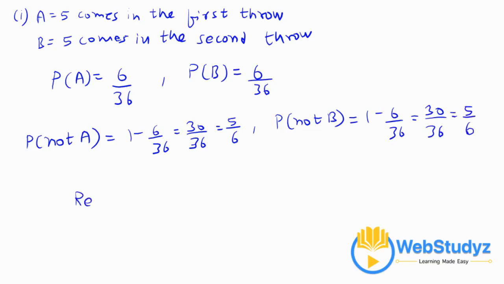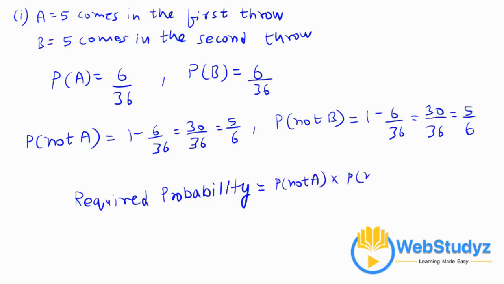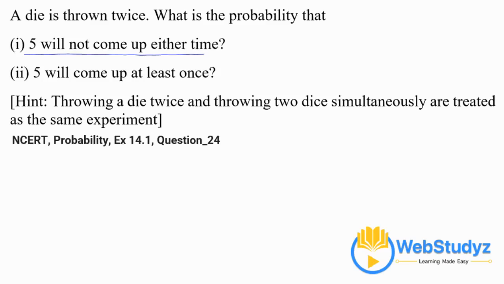Now the required probability will be probability of not A multiplied by probability of not B, which will be equal to 5 by 6 into 5 by 6, which comes out to be 25 by 36. Move on to the second question, which is 5 will come up at least once.